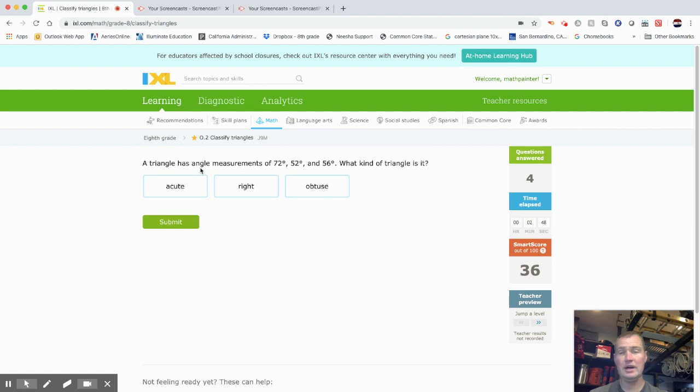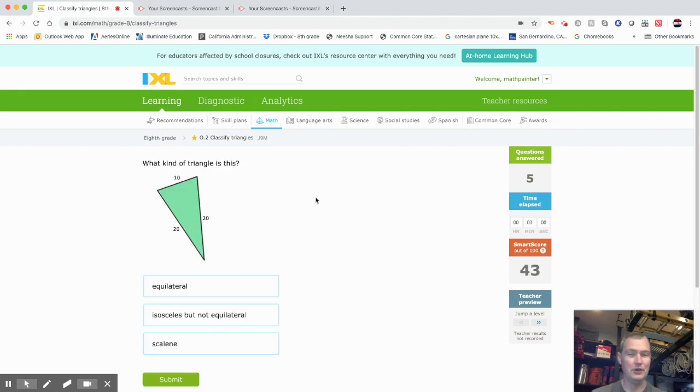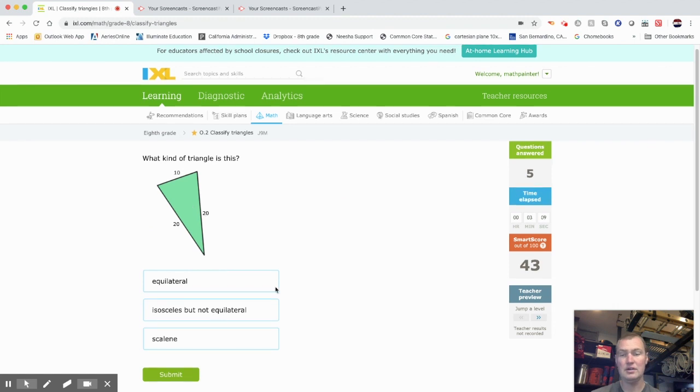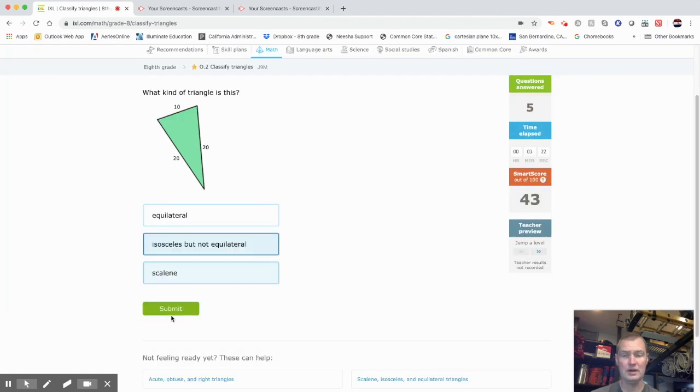A triangle has angle measurements of 72, 52, and 56. What kind of triangle is it? Because they're all under 90, that is an acute triangle. Cooking right along at 43. What kind of triangle is this? If we have 2 sides that are the same, that's called an isosceles triangle. So we have an isosceles, but not equilateral. Remember, the word equilateral means all 3 sides are the same. So it is isosceles, and all 3 sides are definitely not the same, so it's not equilateral.